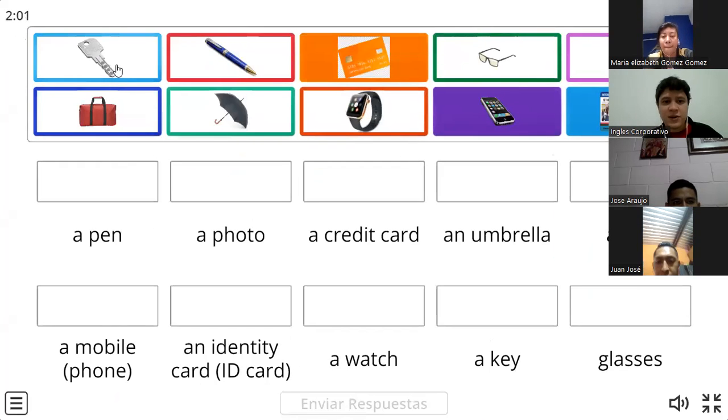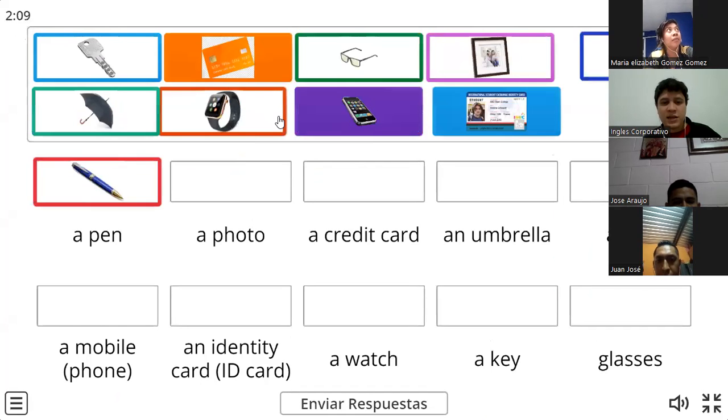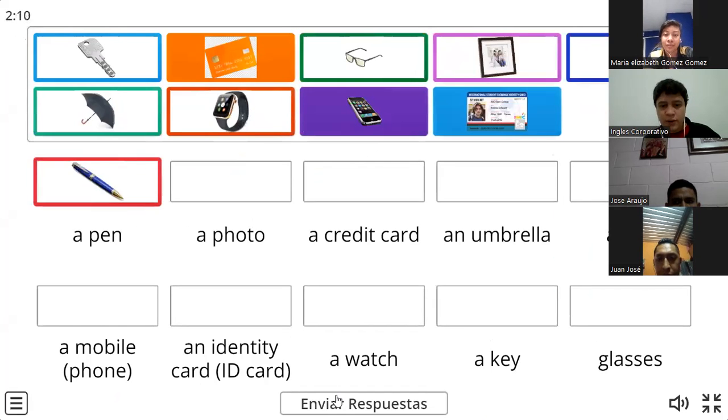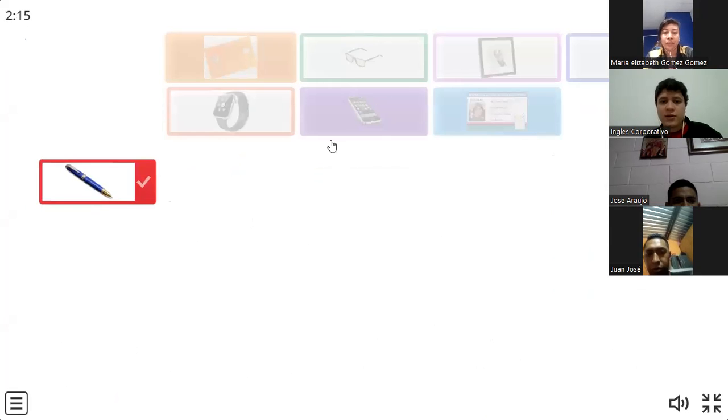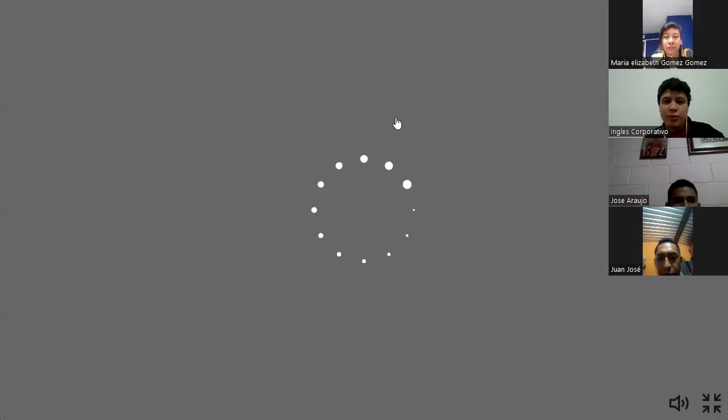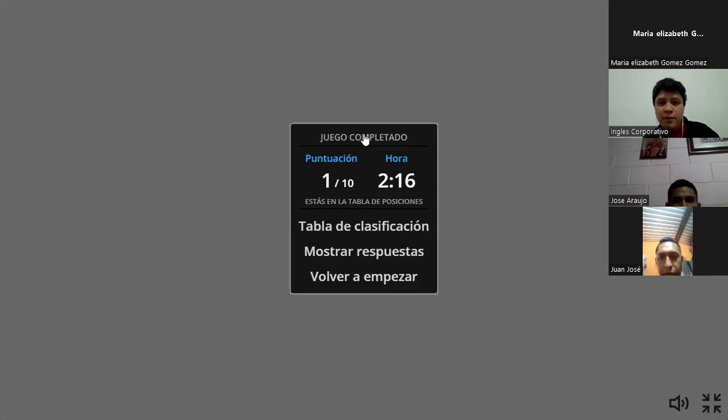Este ejercicio necesito que lo completes, okay? Por ejemplo, tenemos aquí a pen. Vamos a buscar el pen, right? Lo vamos a mover aquí. Y vamos a hacer así con todas estas. Luego le damos enviar respuestas. Una vez enviadas las respuestas, te va a dar el score, la nota. Esta nota, si le puedes tomar una foto o una captura de pantalla y la envías al grupo de WhatsApp, ¿ok? Ok.